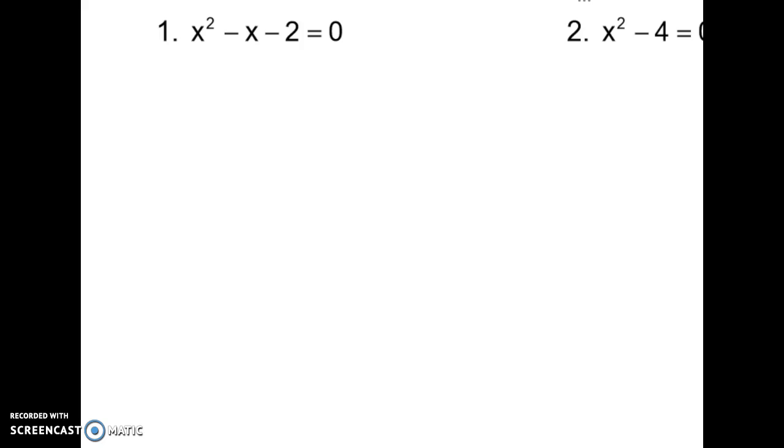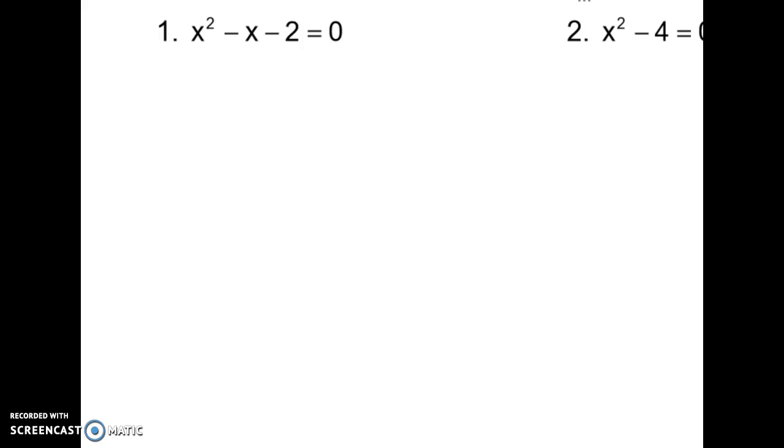Our goal here is to take those equations, or those factors that we have, and then actually find out where they equal 0. So we're going to start first by factoring, and then we'll see where we're at with that. First, we're going to look at number 1 here. It says x squared minus x minus 2 equals 0.